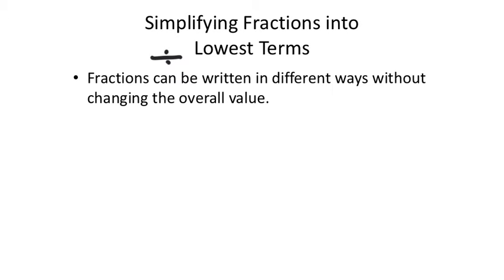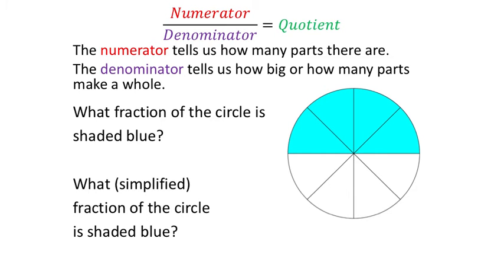So a fraction can be written in different ways without changing the overall value. Just like we saw on this one, remember we counted this to be 4 pieces that are shaded blue out of 8 pieces, right? Is there a simplified way to do this?